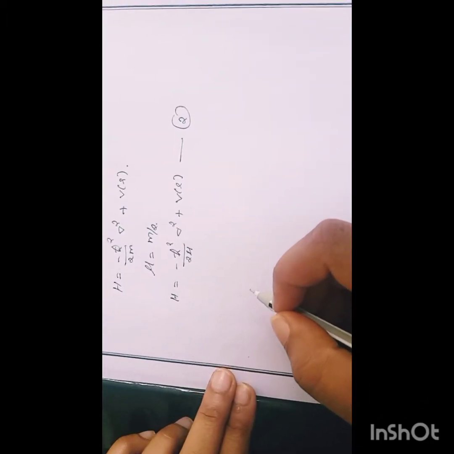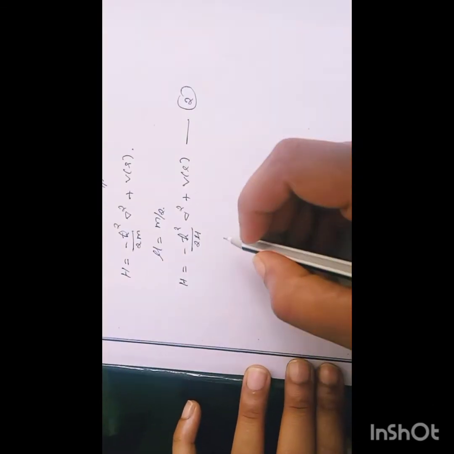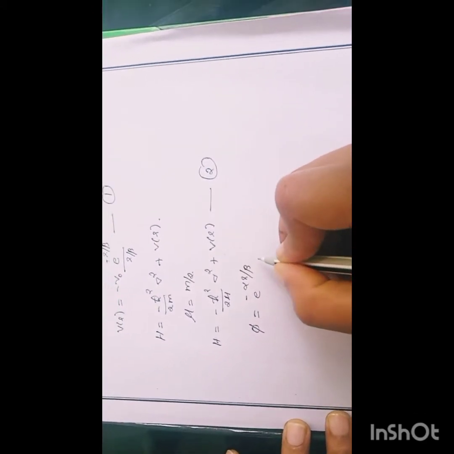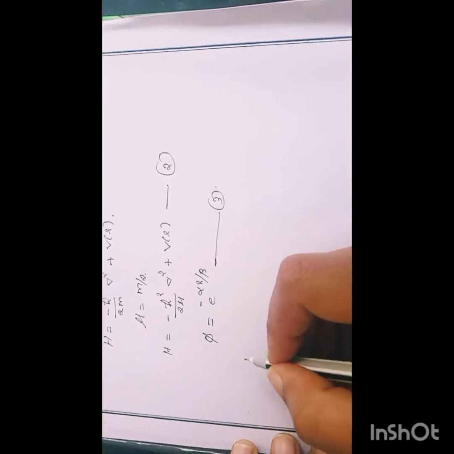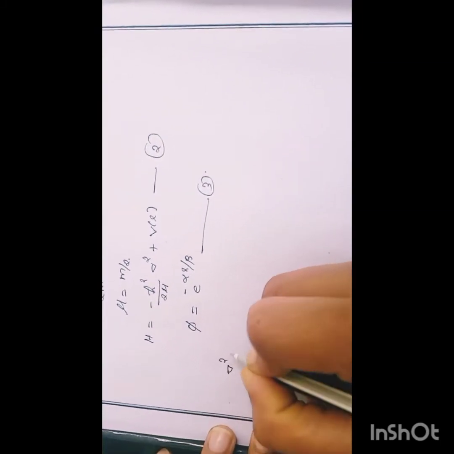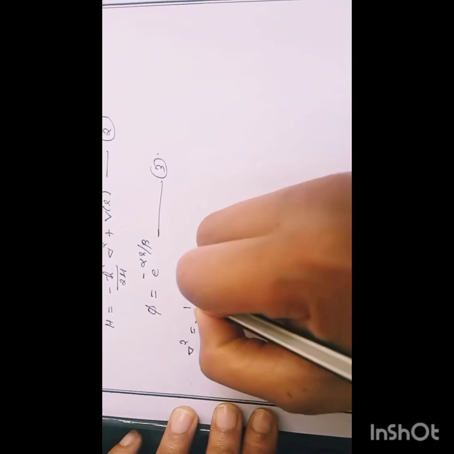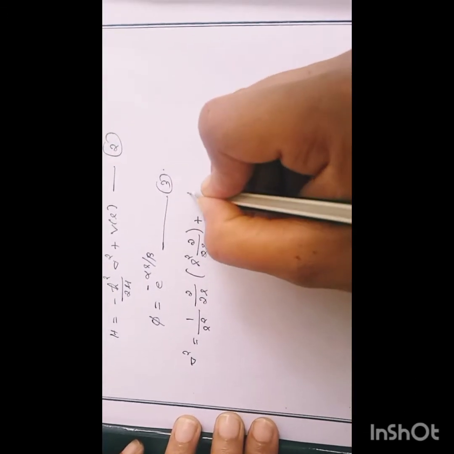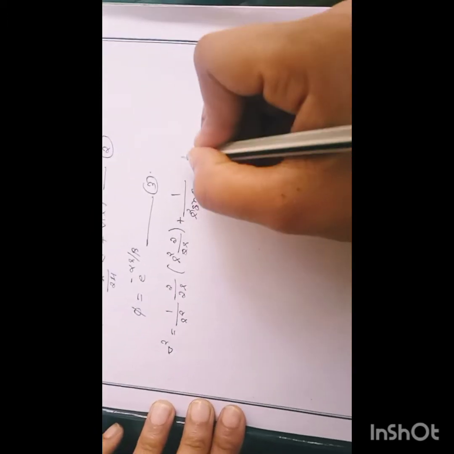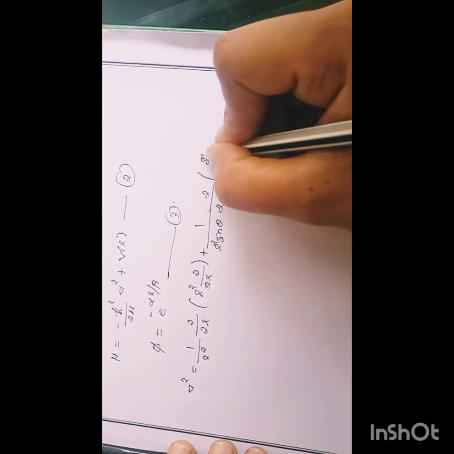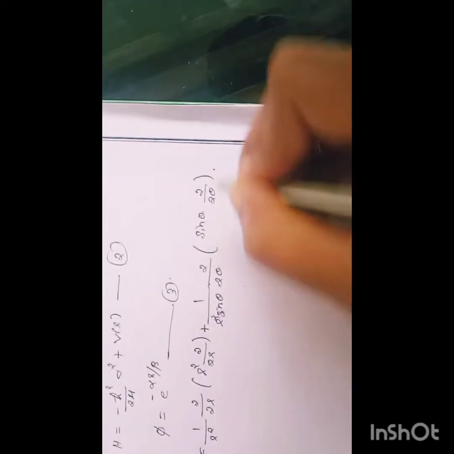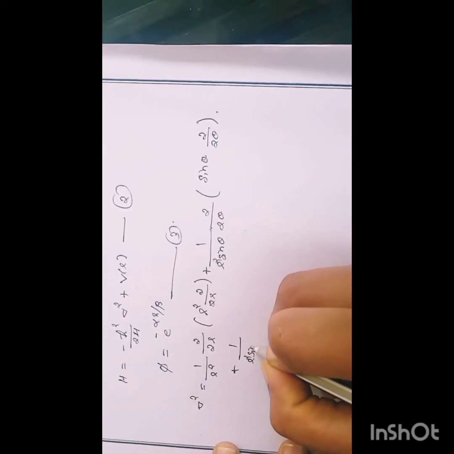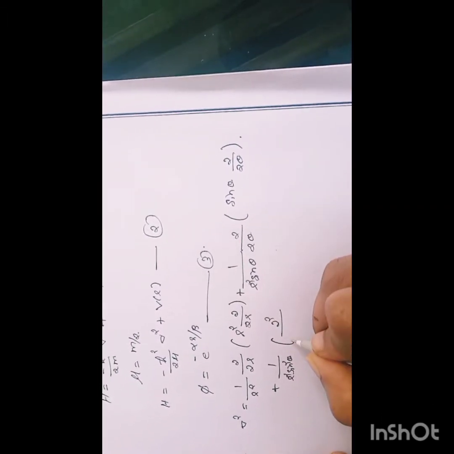The ground state energy can be estimated using trial wave function phi. The equation of phi is equal to e raised to minus alpha r by beta. This is equation number 3. In spherical polar coordinates, del square is equal to 1 by r square dou by dou r of r square dou by dou r plus 1 by r square sin theta dou by dou theta of sin theta dou by dou theta plus 1 by r square sin square theta dou square by dou phi square.